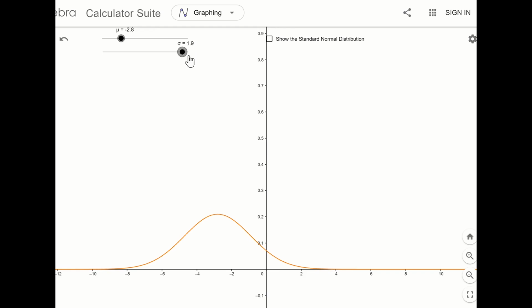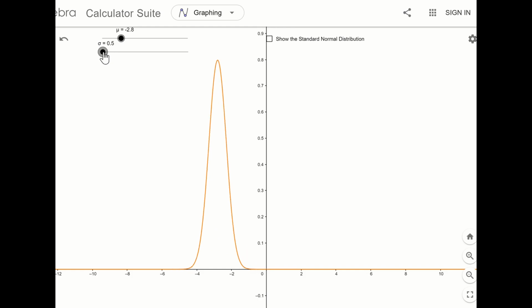And if I could keep increasing it, I can't in this GeoGebra file. If I keep increasing it, it'll get more and more spread out. It will still be a normal distribution. If I go back to 1 and start decreasing it, then that's when it gets thinner. I can make it really thin, or 0.5. That's the smallest I can do here. Of course, it can get smaller than that.